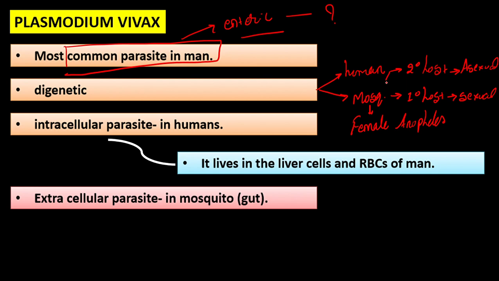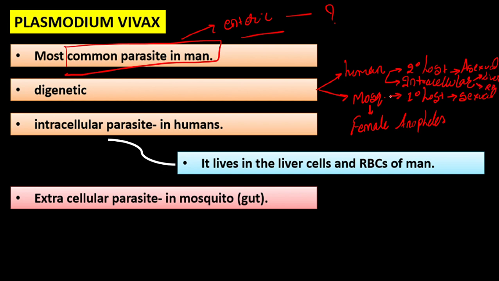Now in human they are going to infect cells intracellular way. What is the meaning of intracellular? Intra means within the cell. So it is going to enter inside the cell and harm the cell. Which cell I am talking about? It will be liver cell and it will be RBC, right?